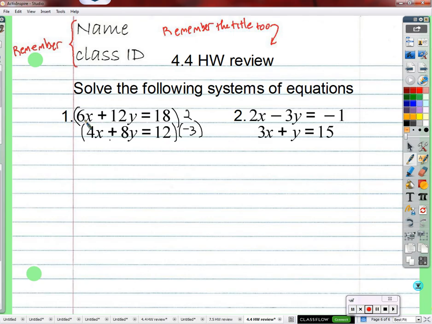So the first one multiplied by 2 is going to give us 12x plus 24y equals 36. The second one multiplied by -3 is going to give us -12x, so those will cancel. -3 times 8 is negative 24y. Oh, but those are going to cancel too. So the solution is, so no solution. But these are going to cancel too. It's infinity solutions. Infinite solutions. Boom!